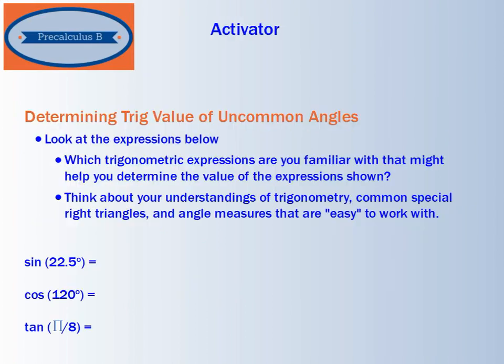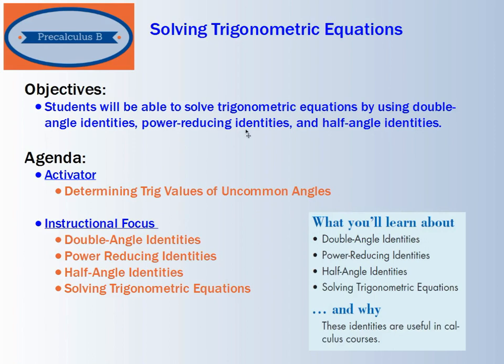Thinking back to that activator, we had, for example, sine of 22 and a half. Well, that's half of 45, right? We haven't learned how to find the sine of a half angle, but that's what our objective is saying, that we're going to be using these half angle identities, power reducing identities, double angle identities. So that's what we'll be working with.